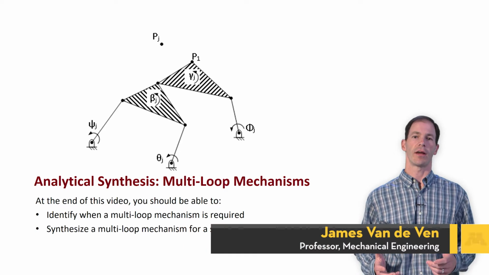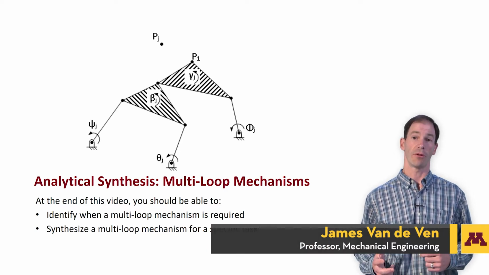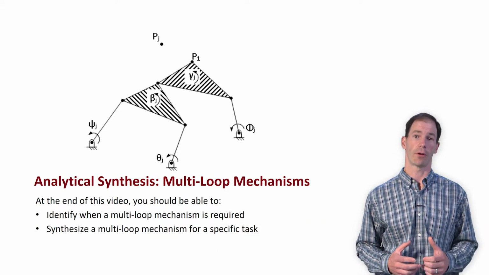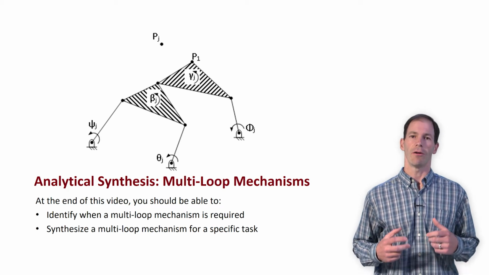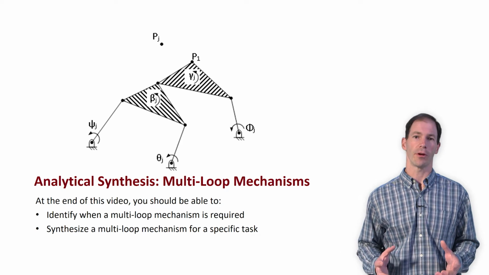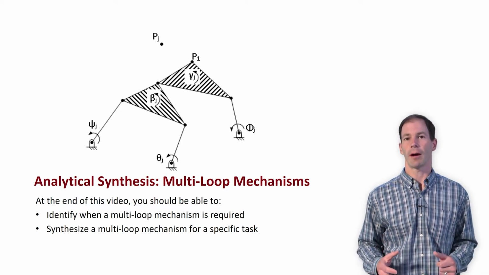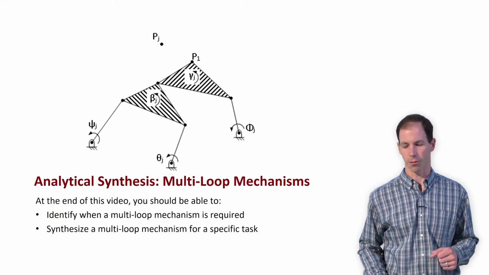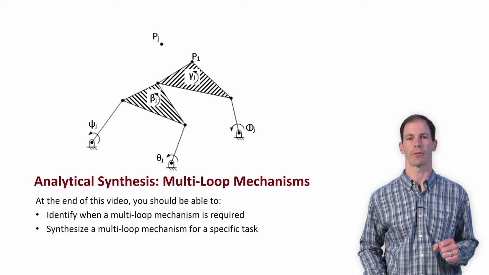So thus far in this class, we have been synthesizing dyads which have allowed us to put them together and form 4-bar mechanisms. Now, one thing that you're probably interested in is how do I get beyond a 4-bar, when's it appropriate, and how do I form these more complex mechanisms? That's what we'll focus on here when we talk about multi-loop mechanisms. And you'll see why we talk about it as multi-loop in just a moment.